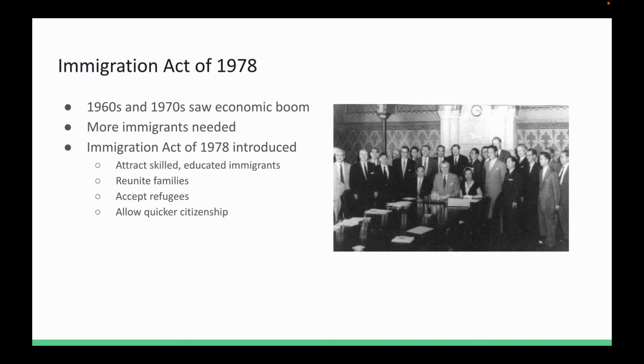So in the Immigration Act of 1978, this was after the boom had started, Canada's goal was to attract skilled, educated immigrants. They wanted to reunite the families of the individuals that came to Canada first. Now they wanted the rest of the families to come over. We changed our rules on accepting refugees, and we allowed for quicker citizenship to take place.